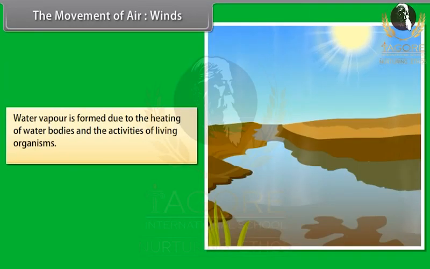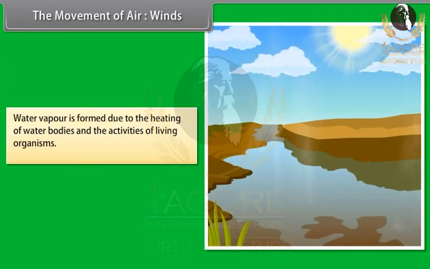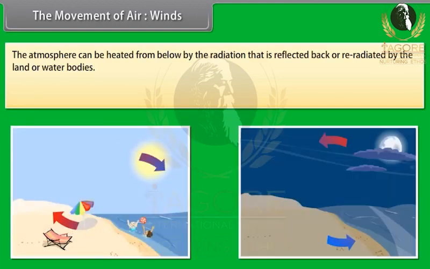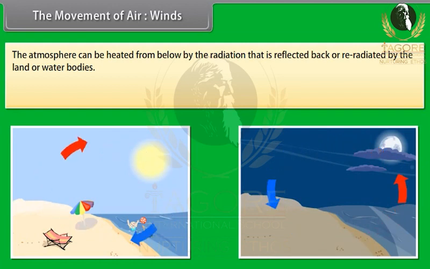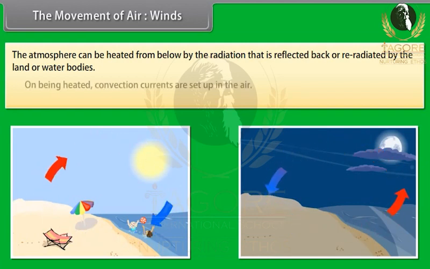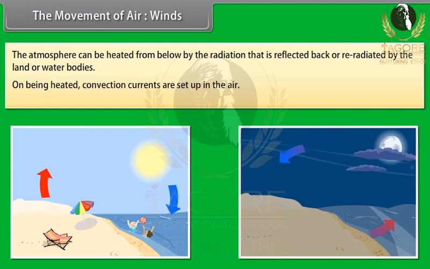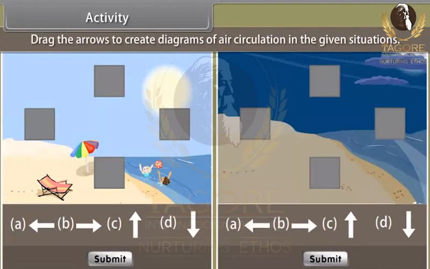Water vapor is formed due to the heating of water bodies and the activities of living organisms. The atmosphere can be heated from below by the radiation that is reflected back or re-radiated by the land or water bodies. On being heated, convection currents are set up in the air. Activity. Take a look at what you have learned.